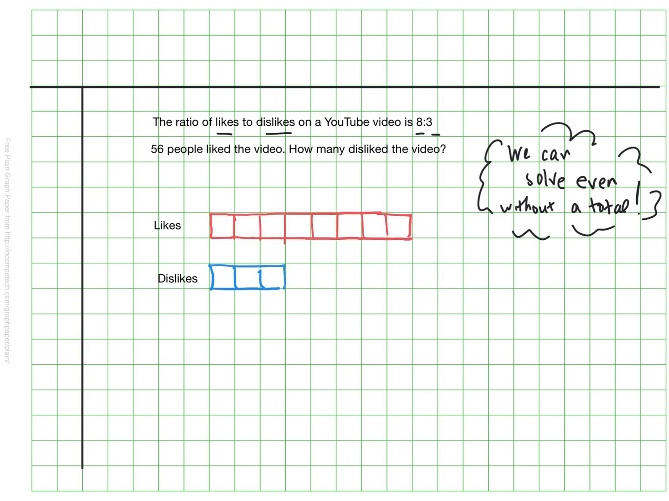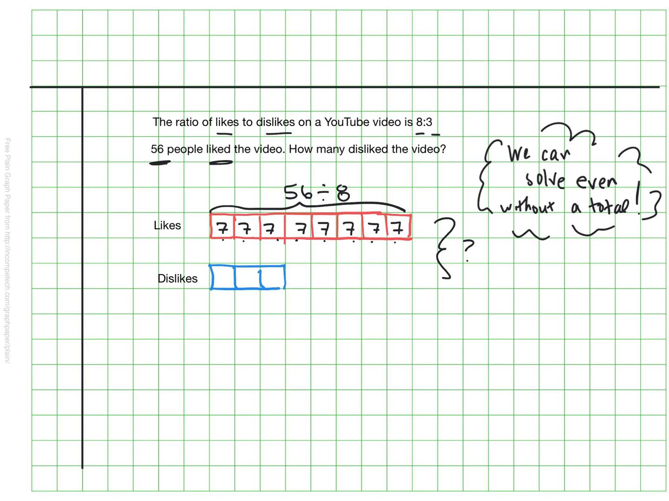And just like before, I've set up a tape diagram with 8 spaces for the likes and 3 for the dislikes to represent the ratio of 8 to 3. And if we know that 56 people liked the video, that's not the total. So that's not this. We don't know this part. What we know is that this represents 56 people. And we know that there's 8 boxes here. So I'm going to just do 56 divided by 8. And that will tell me that there's 7 people represented by each one of these boxes. So it's just like before, where we know how much one box is representing.